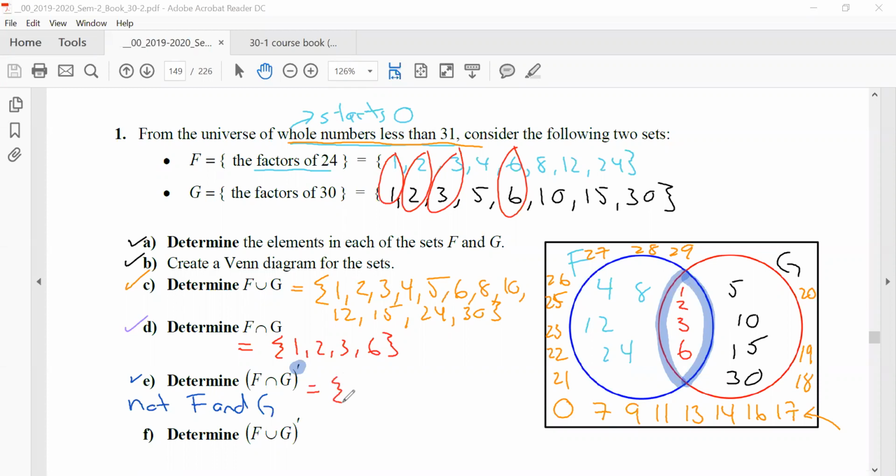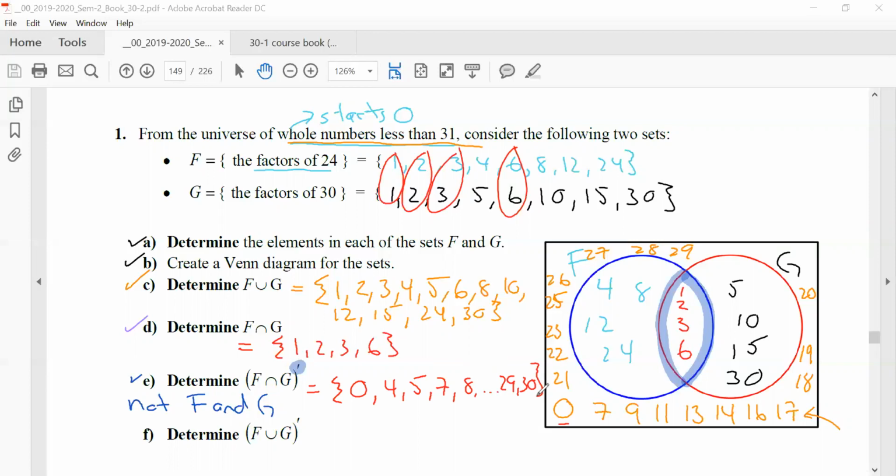Everything on the outside. Now, I'm not going to have space to write them all, but 0, 4, 5, 7, 8, ... I'm going to skip a bunch because I'm simply going to run out of room, all the way up to 29, 30. Everything on the outside.